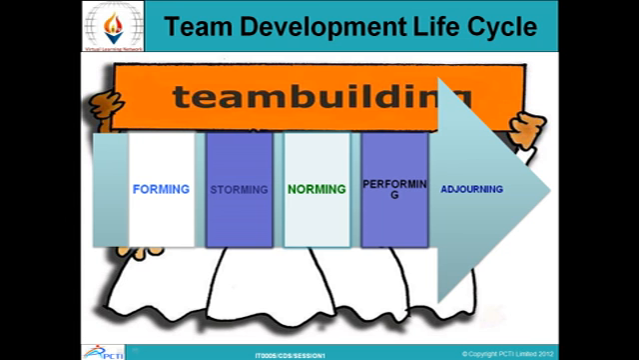Norming means decisions are made through negotiation and consensus building. Members agree the rules and process for the problem solving. Performing means members work collaboratively, members care about each other. Adjourning means achieving effective results.